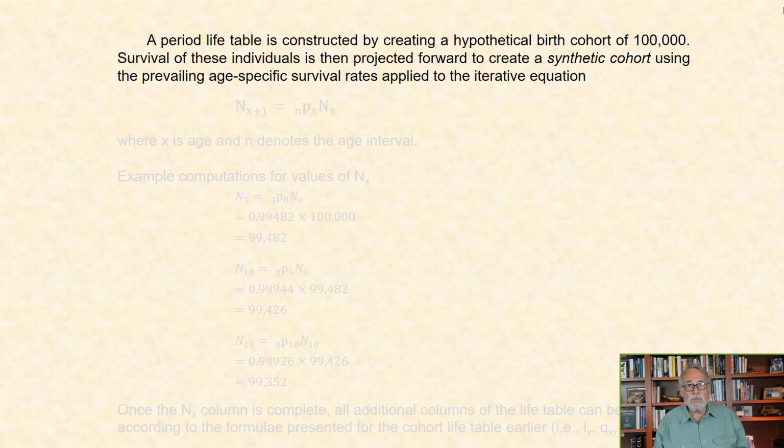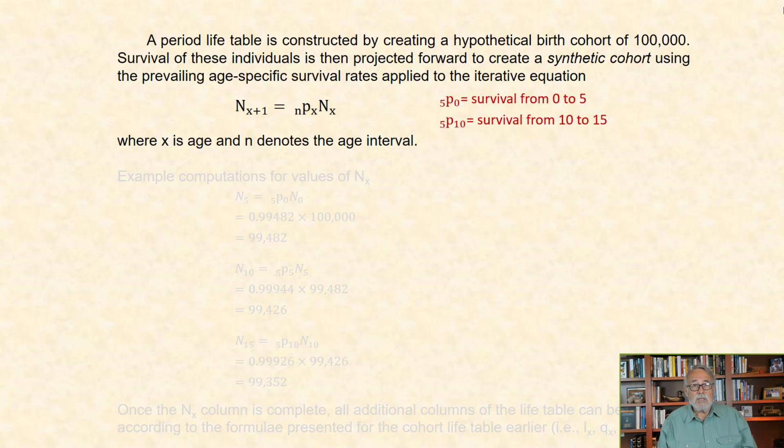As I noted earlier, a period life table is constructed by creating a hypothetical birth cohort of 100,000. Survival of these individuals is then projected forward to create a synthetic cohort using the prevailing age-specific survival rates applied to the iterative equation nx plus 1 equals the product of px and nx, where x is age and n denotes the age interval. For example, survival probabilities from 0 to 5 and from 10 to 15 are denoted by the respective notations given here. Example computations for values of nx are given here.